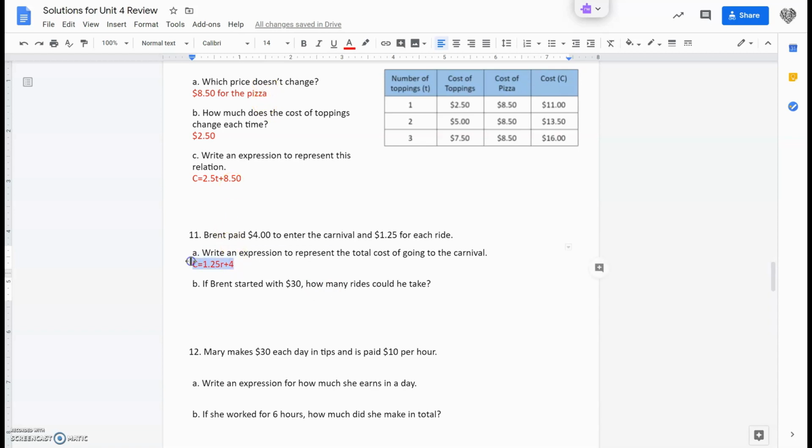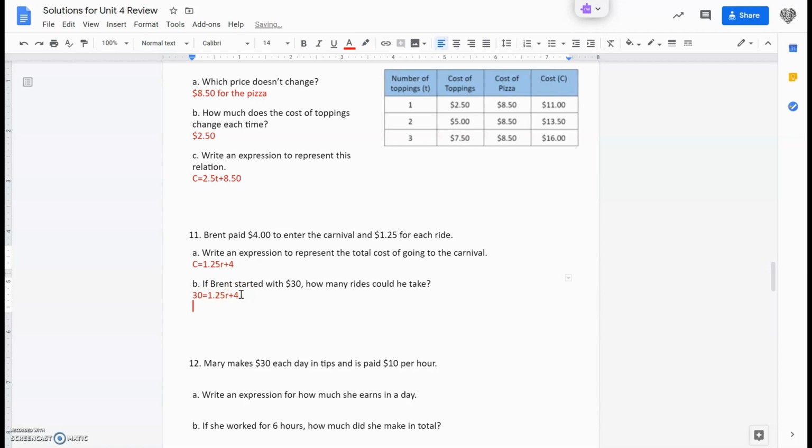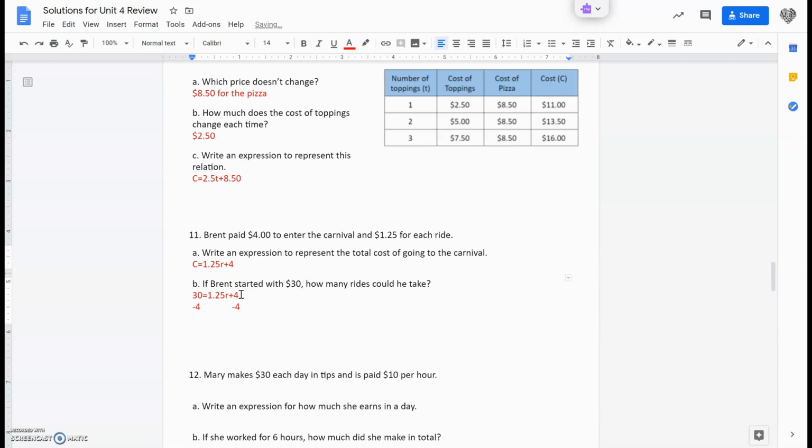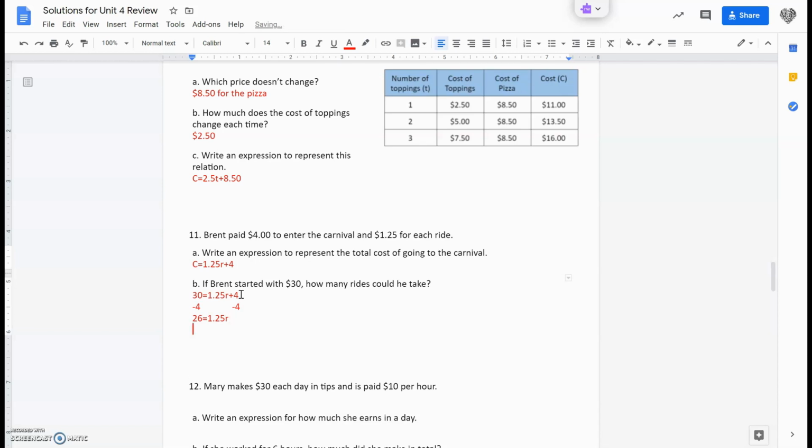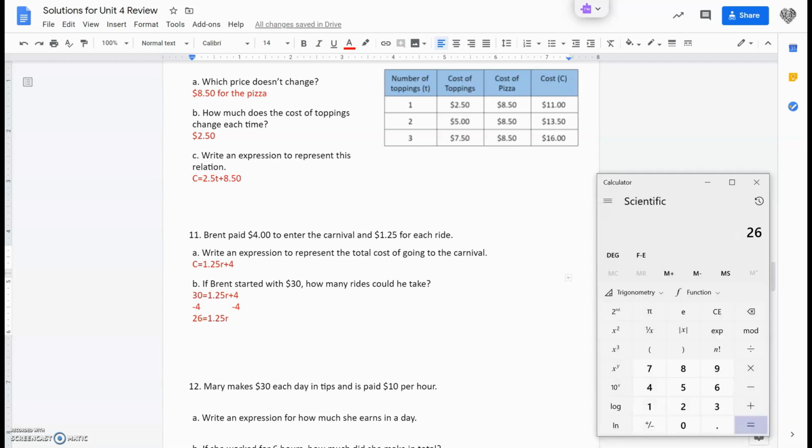So we take our equation, but he has $30, so let's fill that in for the cost and we'll figure out the number of rides. So the first thing we need to do is subtract 4 from both sides, right? And we end up getting 26 equals 1.25 times the number of rides. And then we would divide both sides by 1.25. So we would do 26 divided by 1.25 and we get 20.8.